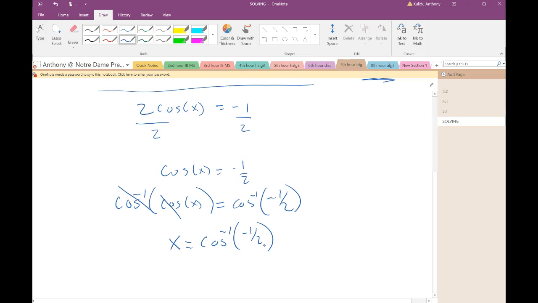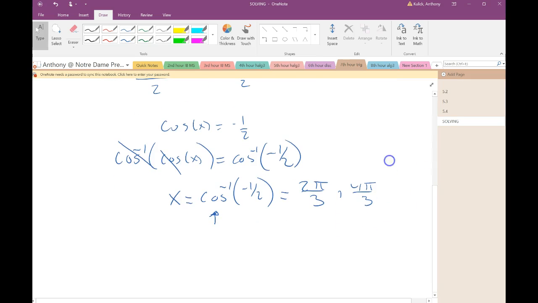The x. Why the x? Because we have a cosine, and the cosines are the x coordinates. So I see that at 2 pi over 3. Do you see it anywhere else? I also see it at 4 pi over 3. Now, these are our answers from 0 to 2 pi.